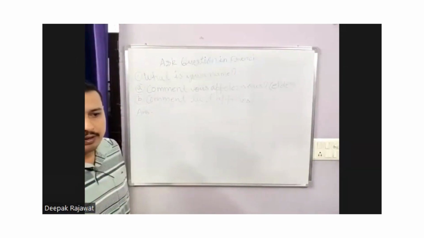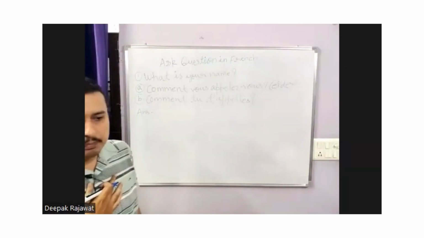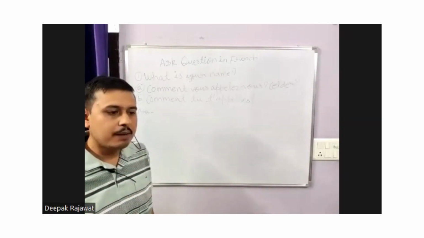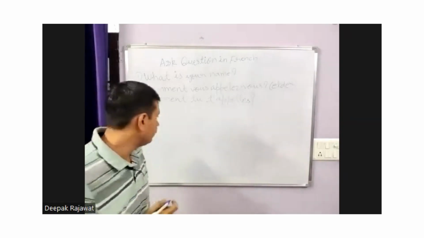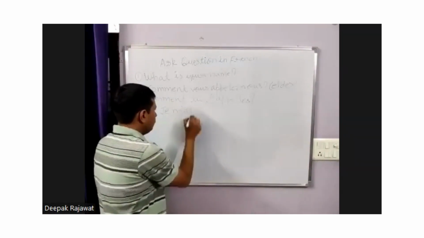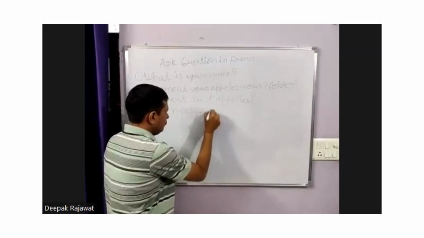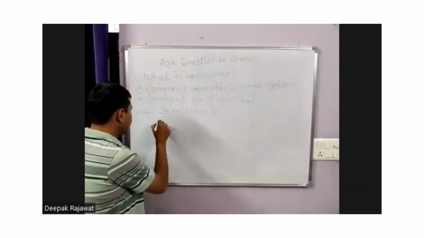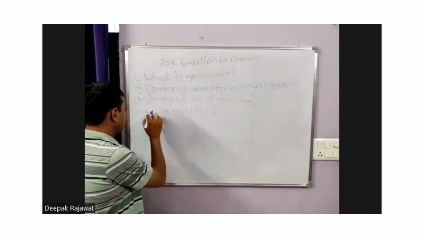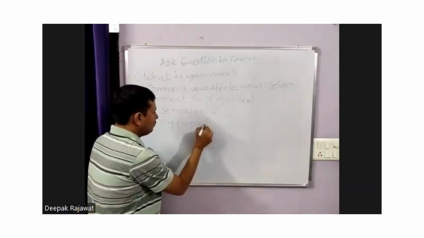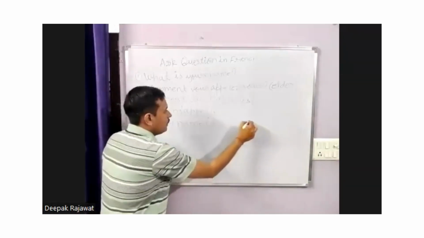The answer will be one way. मेरा नाम दीपक है. My name is Deepak. Je m'appelle Deepak. Je m'appelle, then write down your name. My name is. Write down your name.